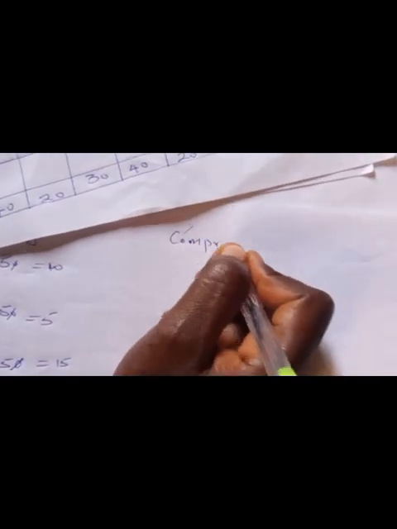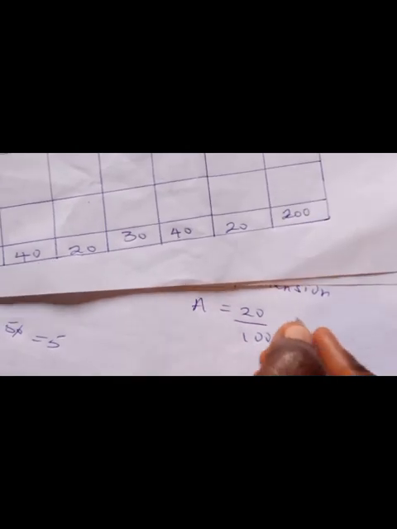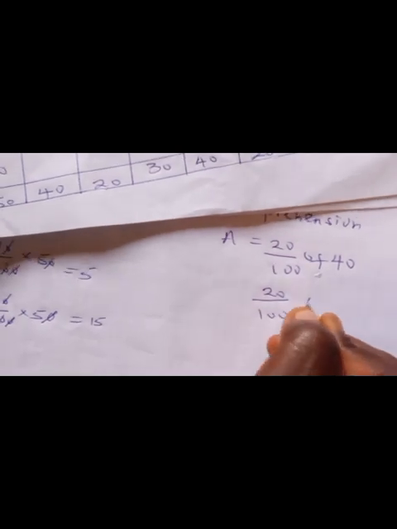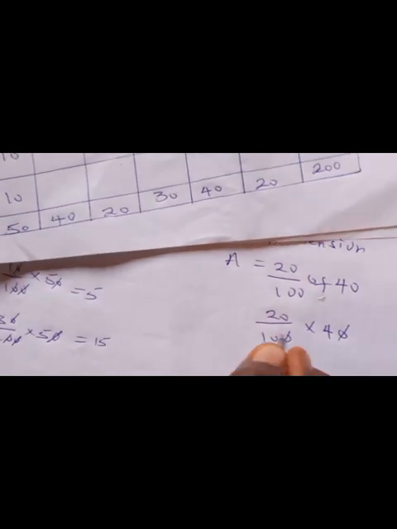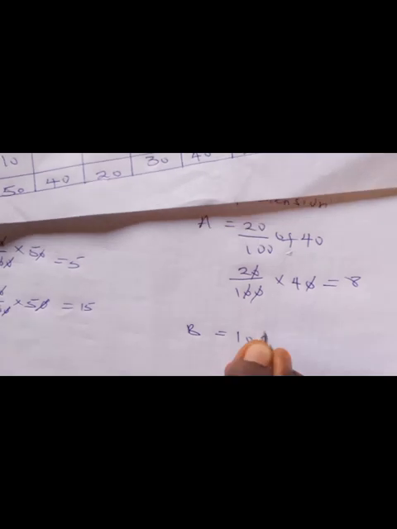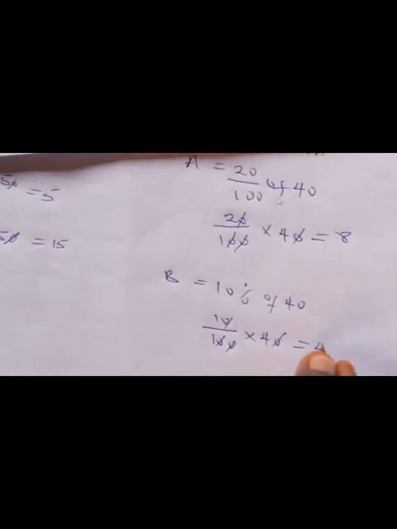Now, we're going to comprehension. Our A is 20% of 40. That means 20 over 100 times 40. 0 cancels 0. That is 8. For B, it will be 10% of 40. That is 4. You're going to repeat the same method for the others.